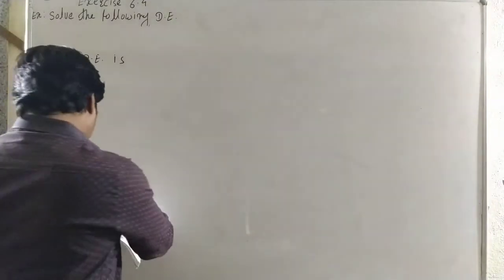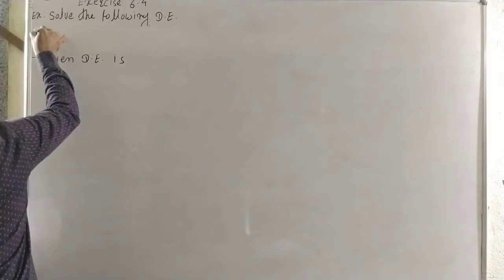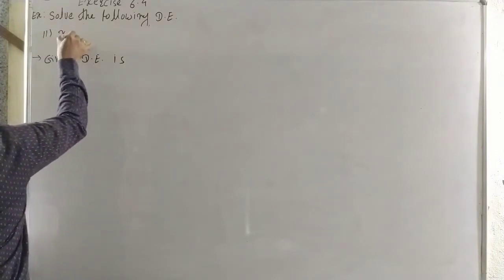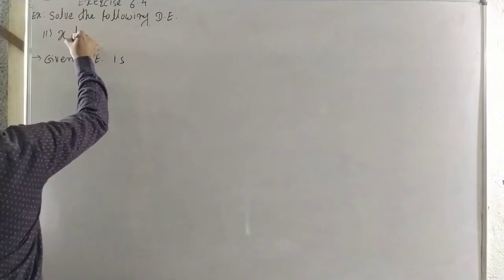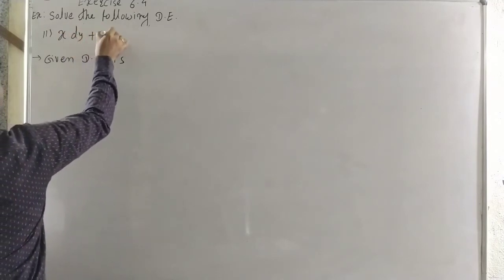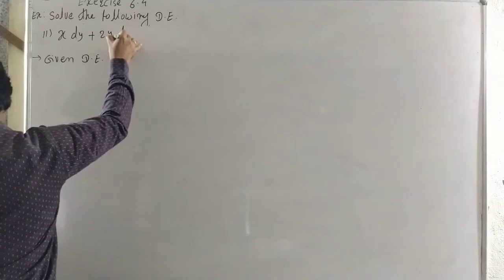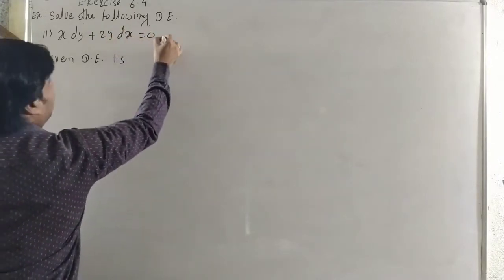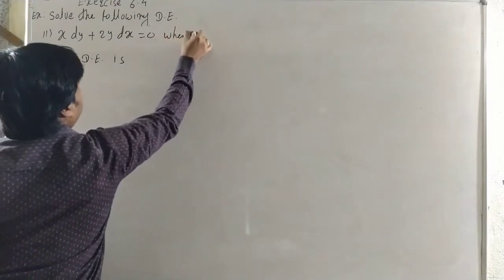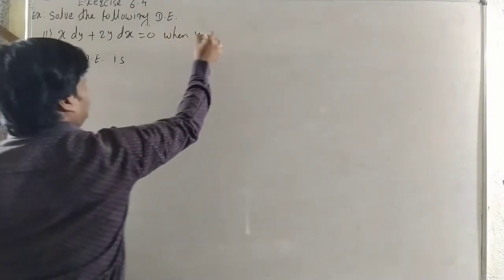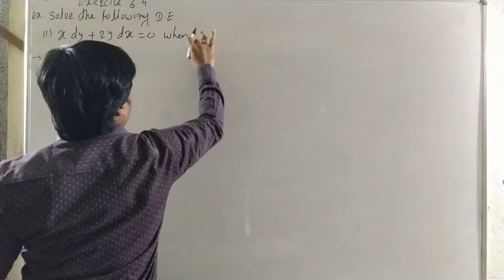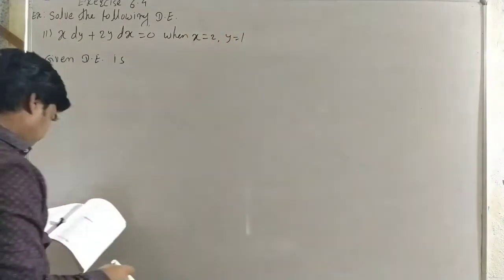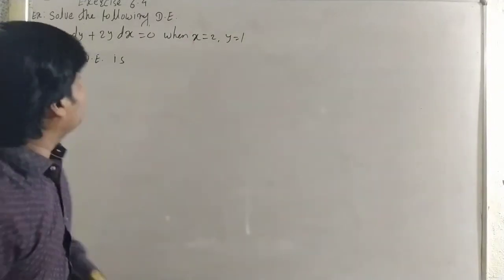Example number 11. X dy plus 2y dx is equal to 0 when y is equal to 2. Sorry, it is x is equal to 2 and y is equal to 1. Now again here it is a particular solution.